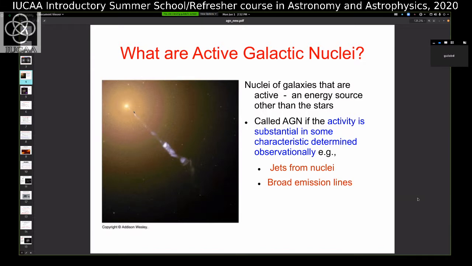So essentially, the active galactic nuclei are nuclei of galaxies that are active in some sense. And what is this some sense? An energy source other than the stars. So these are called AGN if the activity is substantial in some characteristic determined observationally. For example, a very bright nucleus or the jets from nuclei, or, as we will see, other observational characteristics, for example, broad emission lines in the optical and ultraviolet region.